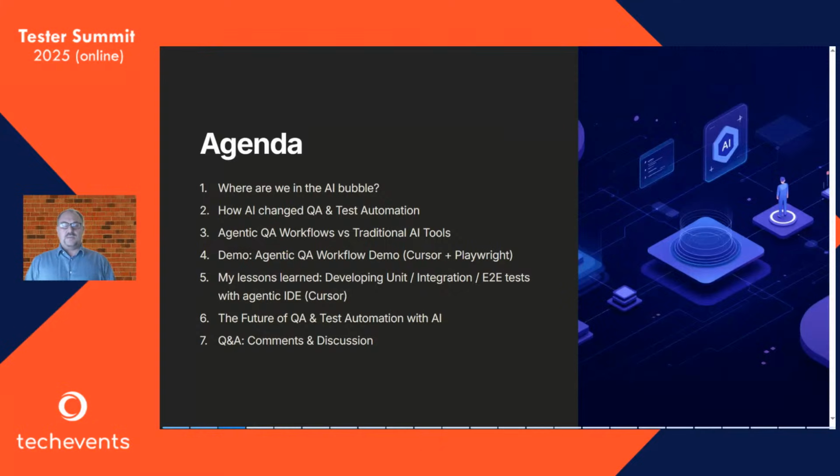And then I will share some lessons learned from developing unit, integration and end-to-end tests, and generally working with an agentic integrated development environment. In my case, I'm working with Cursor. And some summary at the end: how I see the future, some prediction and speculation about QA test automation in the AI world.